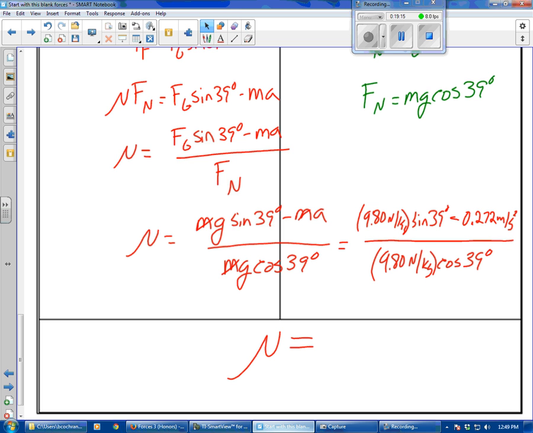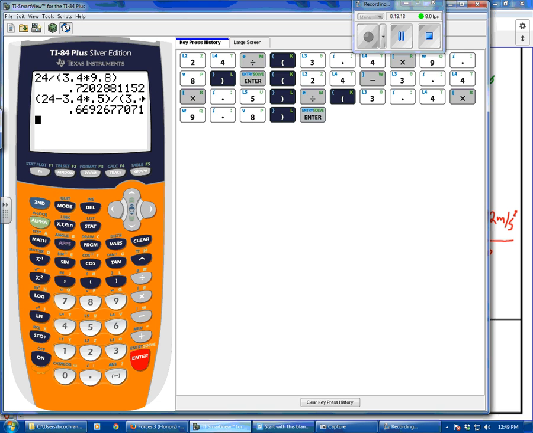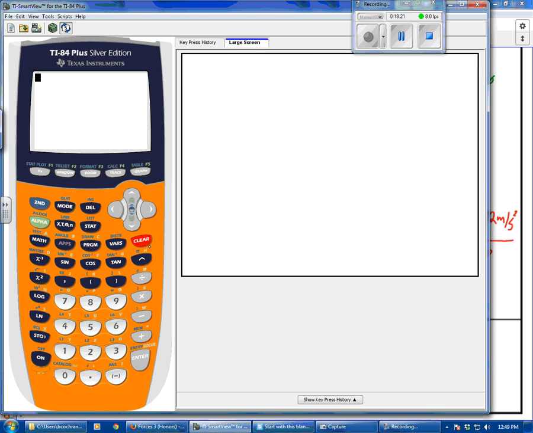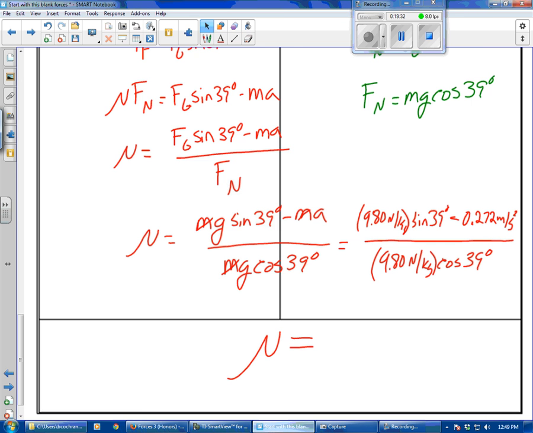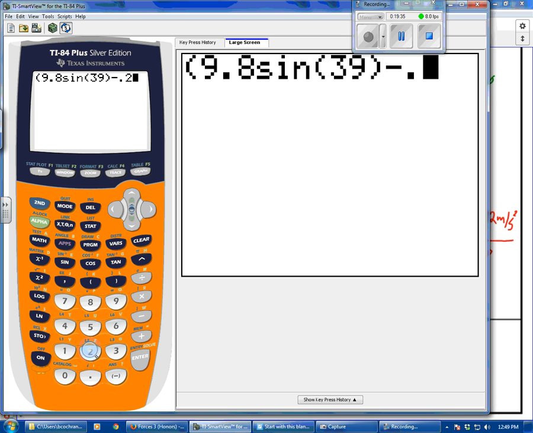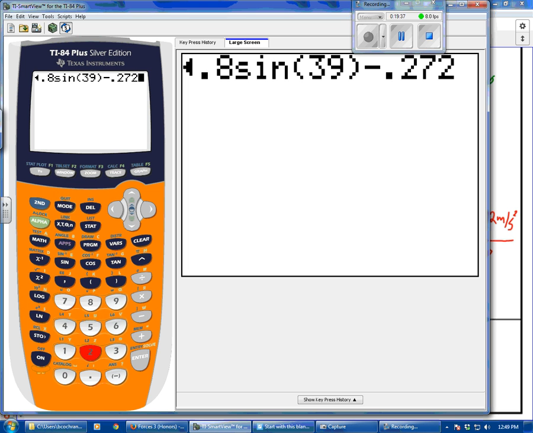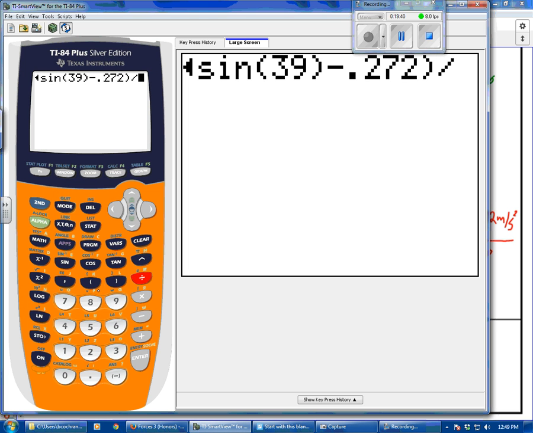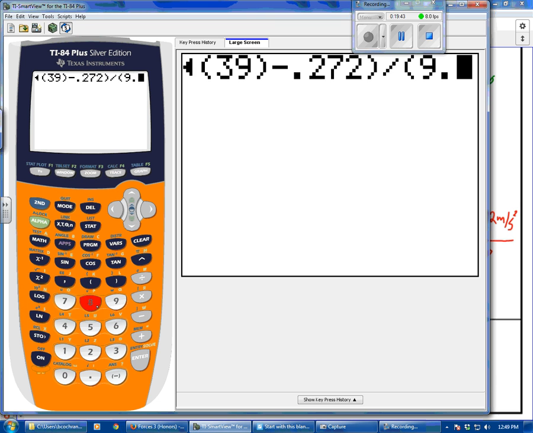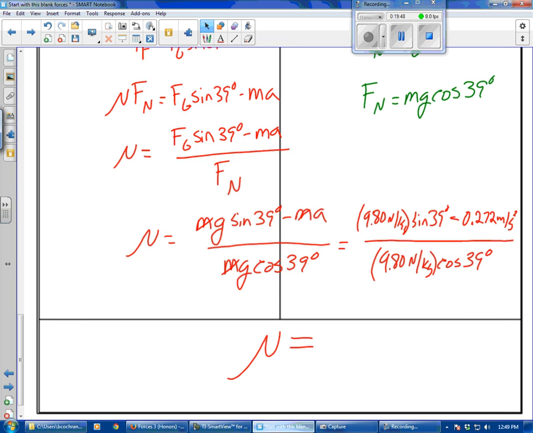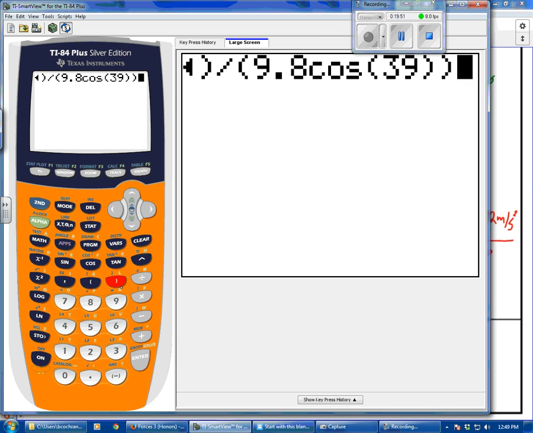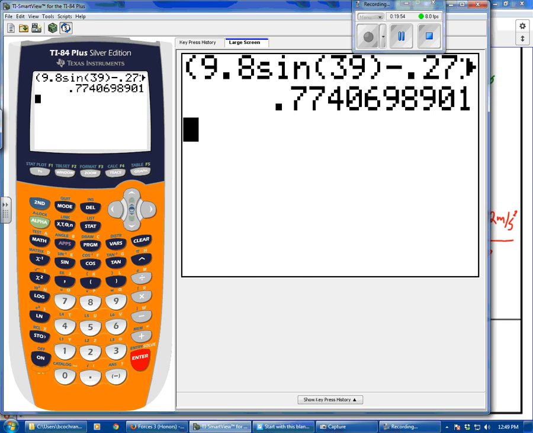What fun. Let's see. Parentheses, 9.8 sine 39, close parentheses, minus 0.272, below the top, divided by, start at the bottom, 9.8 cosine 39. Yeah. 0.774.